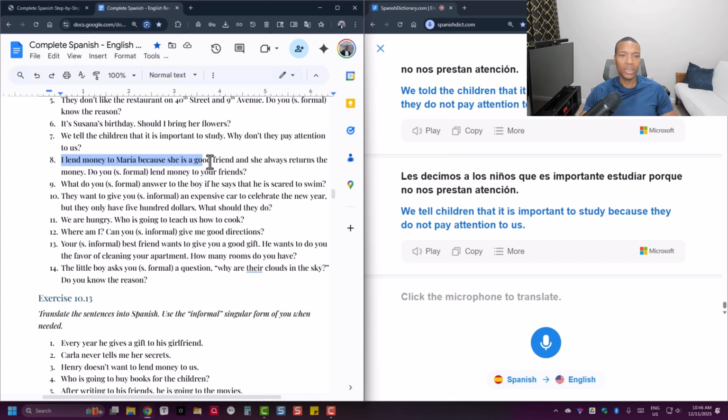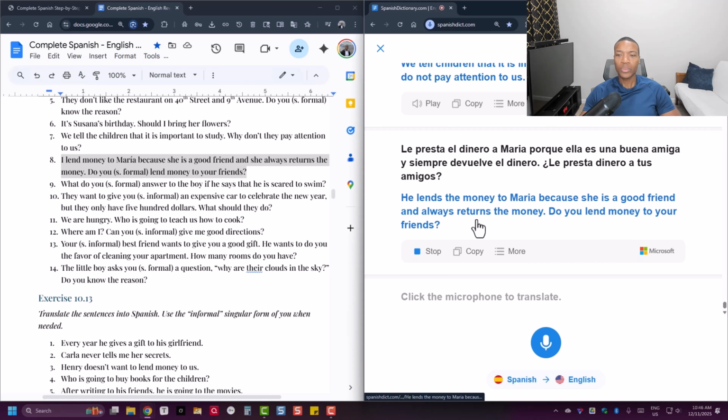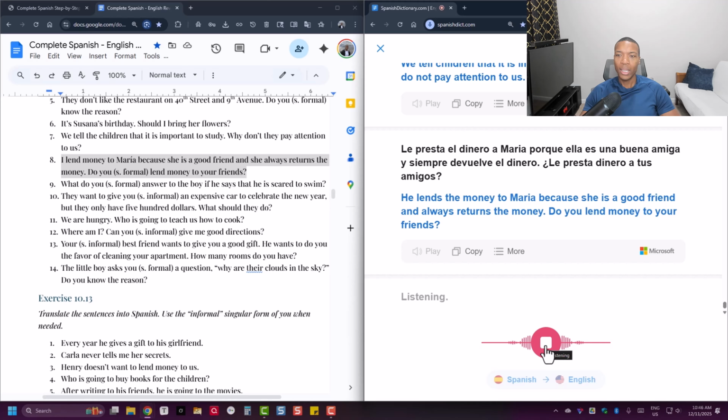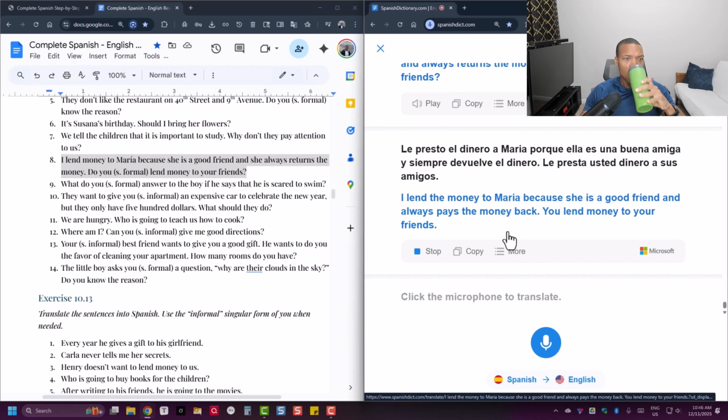I lend money to Maria because she is a good friend and she always returns the money. Do you lend money to your friends? Le presto el dinero a María porque ella es una buena amiga y siempre devuelve el dinero. ¿Le presta usted dinero a sus amigos? I lend the money to Maria because she is a good friend and always pays the money back. You lend money to your friends.